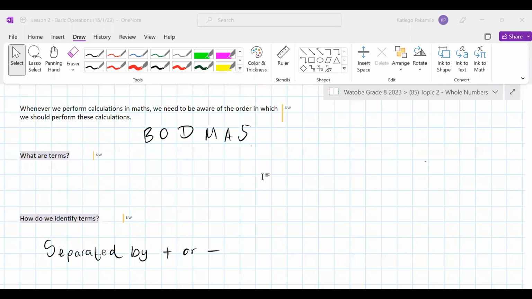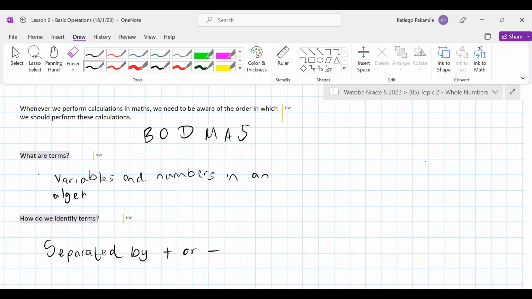Yes, sort of. So terms are when you have variables and numbers separated by plus or minuses in an algebraic expression. So terms are the variables and numbers in an algebraic expression.